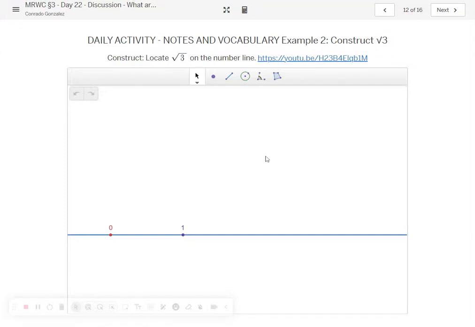Okay, so what we want to do is locate the exact value of the square root of 3 on the number line. In order to do that, we need to locate the square root of 2. So we start with the square root of 2, and then from there, we find the square root of 3.